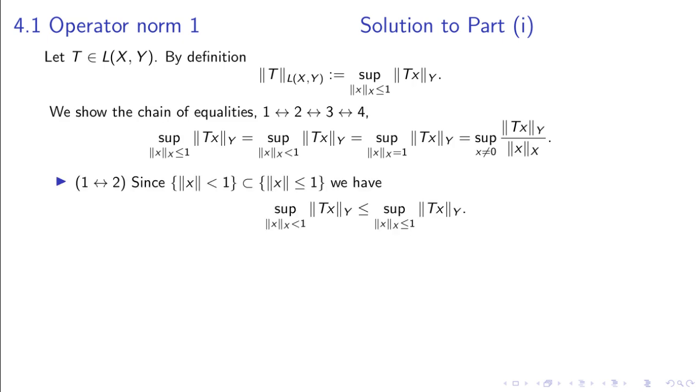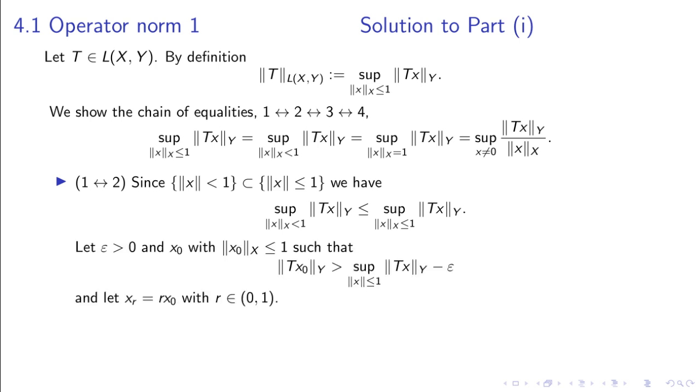The first equality. The set of all x with ‖x‖_X strictly less than 1 is contained in the set of all x with ‖x‖_X less than or equal to 1. Therefore, the supremum of ‖Tx‖_Y over the open unit ball is less than or equal to the supremum over the closed unit ball. To get the reverse inequality, we use an approximation argument.